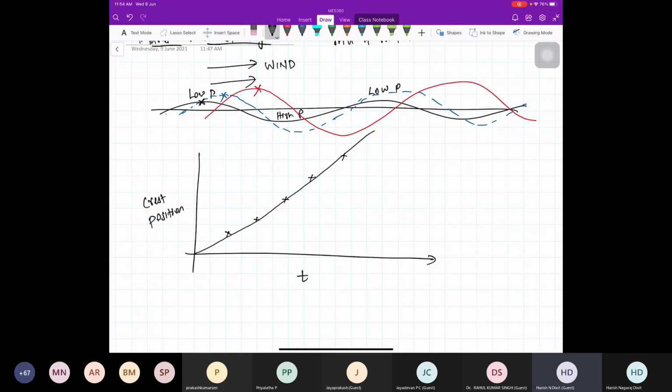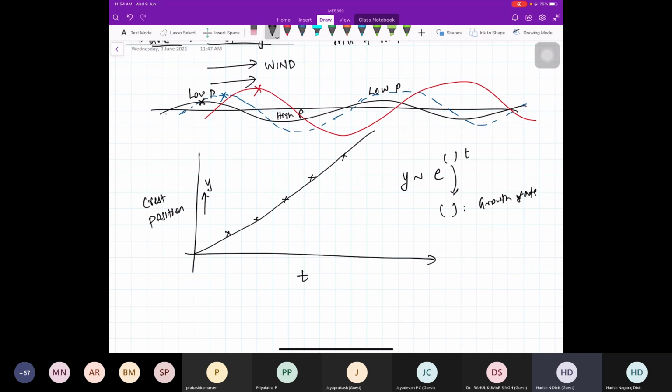T equal to 0 represents the start of the experiment, so when there is no wind. Once you start the wind, it grows like this. If you're in the linear framework, we almost always find that this position, let's call it y, will go as exponential of something times t, where this something we call the growth rate.